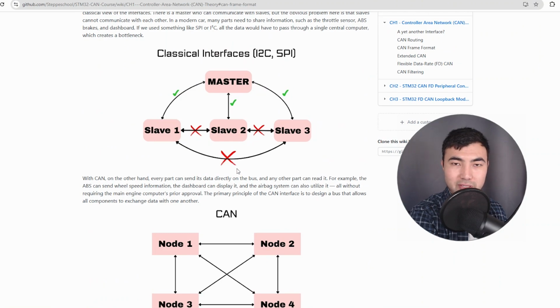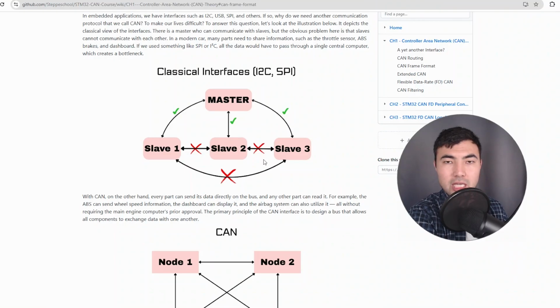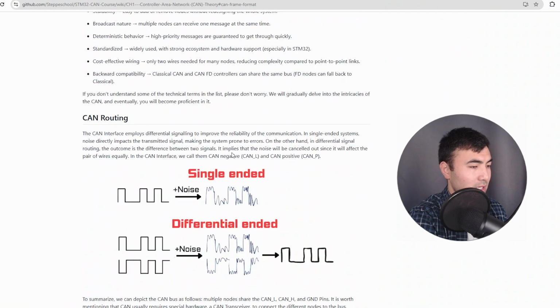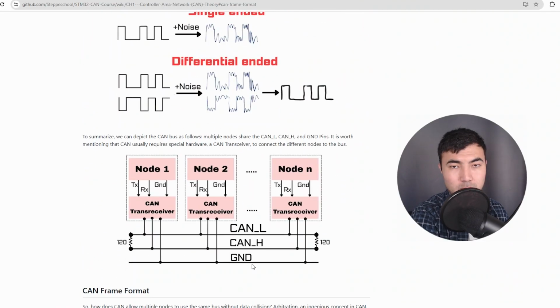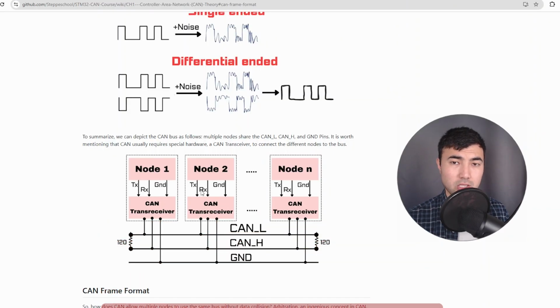So in the last video, we covered the main principles of the CAN interface. Instead of having a master and multiple slaves, we have independent nodes that can share the same data bus. The interesting thing in the CAN interface is that even if we have multiple nodes and only a single bus, we can avoid data collision.